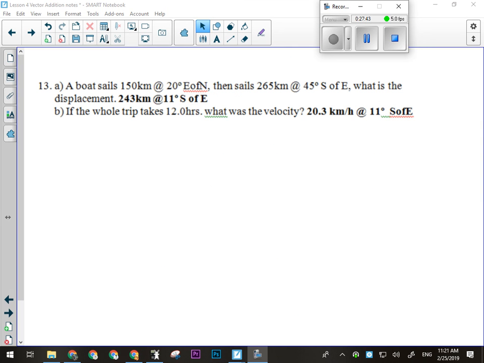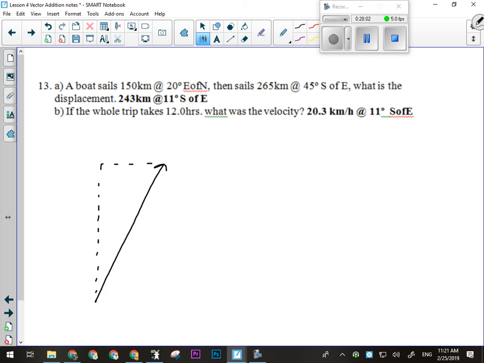Okay, so I assume most people are working on 13 here. I'm just going to draw the diagram just so you can double check that you've got it drawn correctly. Okay, so we have a boat that sails 150 kilometers at 20 degrees east of north. So north is my reference line. Okay, so there's a reference line that's going north. Okay, I'm going to go 20 degrees east of that, which is kind of a narrow triangle. So there's my 20 degrees. Okay, it's 150 kilometers. Here's my x component, it's going east. Here's my y component, it's going north.